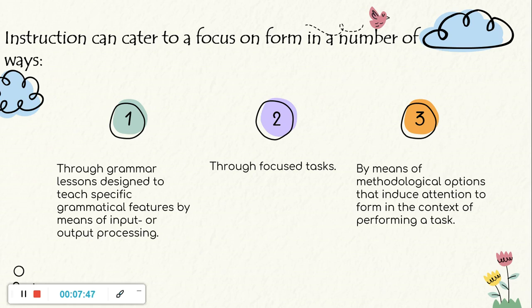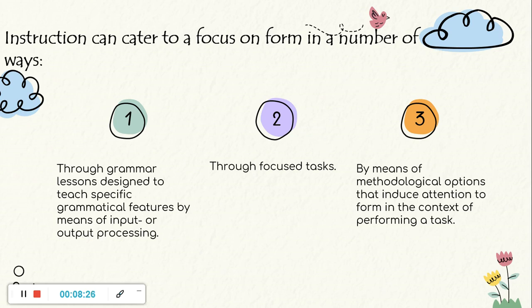Okay, let's go to the next slide. It is about instruction can cater to a focus on form in a number of ways. 1. Through grammar lessons designed to teach specific grammatical features by means of input or output processing. From Schmidt, he believed that it should be learned by the students, so they have to focus on the form of the language. Firstly, the students must learn about the grammar lesson. It would give a process for the input and output.